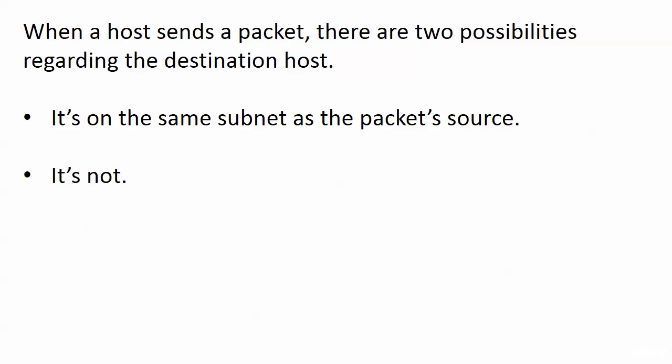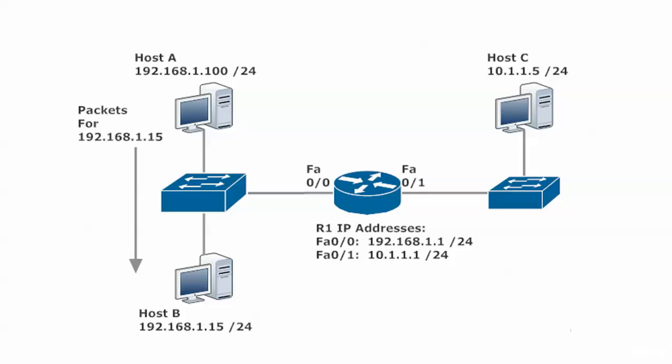Let's see all of this in action. First, from the point of view of the host. Now, when the host sends a packet, there are two possibilities regarding the destination host. It's either on the same subnet as that packet source, or it's not. Not to be a smart aleck, but those are the only two choices. It's either on the same subnet or it's not. And that does impact how the packet is handled.